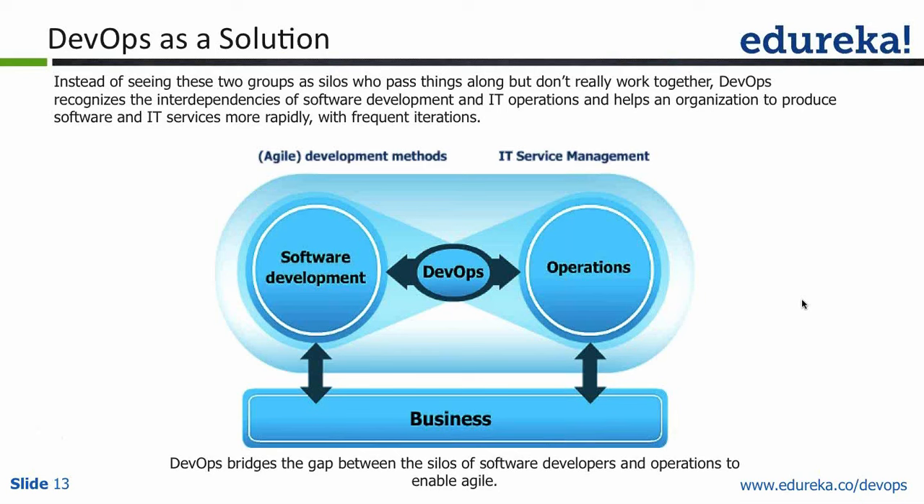So that means we need to have the DevOps mindset. The reason, as I mentioned earlier, is that in today's world there is a demand and a need for frequent changes and frequent deployment. We talk a lot about the agile mindset and agile methods. So DevOps basically bridges the gap between the silos of software developers and operations to enable agile methods.